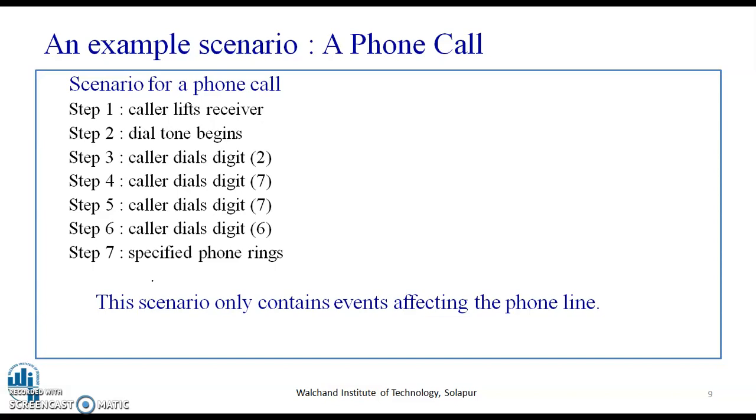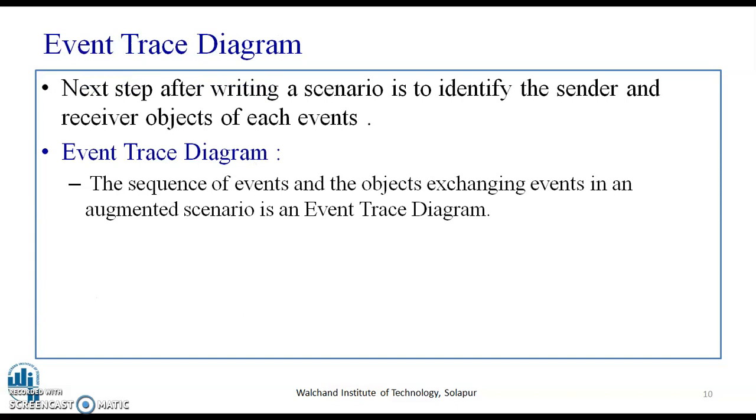Now I hope that how to write a scenario is clear. It's just a verbal description of the events that happen for a particular activity. Okay, now this scenario further needs to be converted, or taken into consideration, for drawing the event trace diagram. So what is an event trace diagram? Once we finish the scenario, you need to proceed with the event trace diagram.